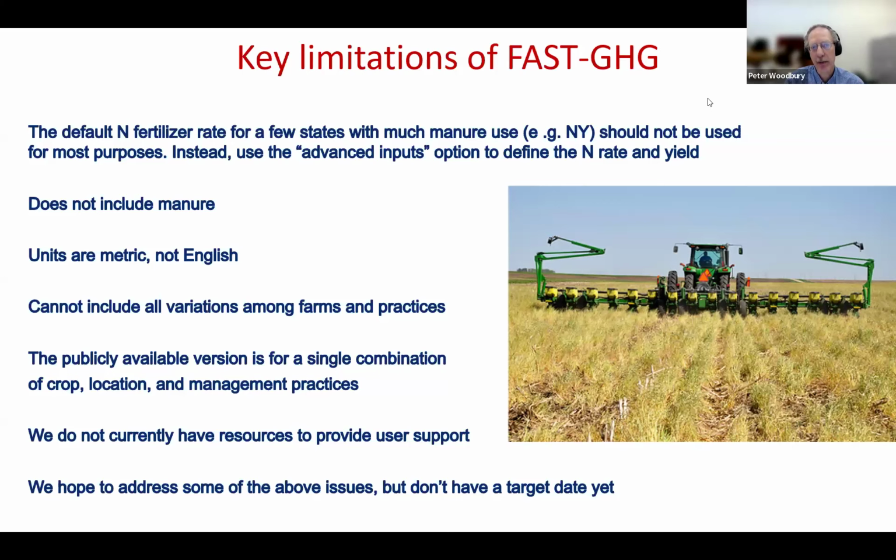So instead, we recommend to use the advanced input option to define the nitrogen rate. The tool also does not include the use of manure. It focuses instead on inorganic nitrogen fertilizer. The units are metric and not English. And it can't include all of the variations in practices and conditions among farms.